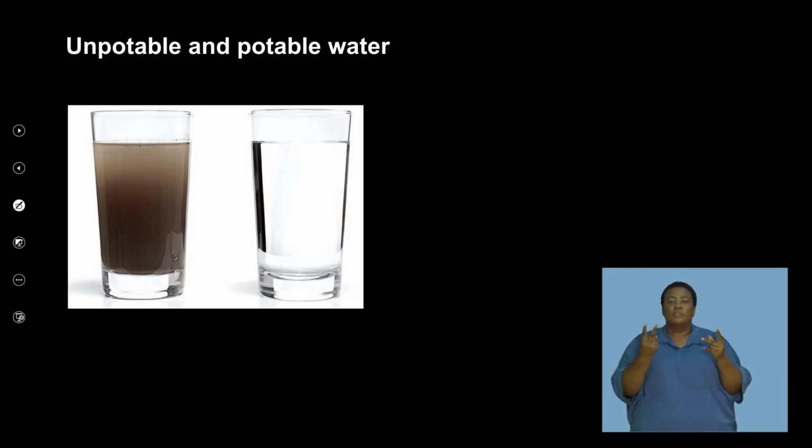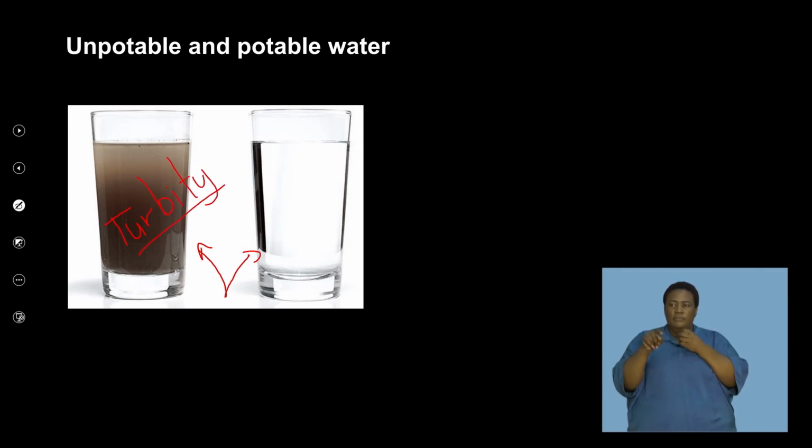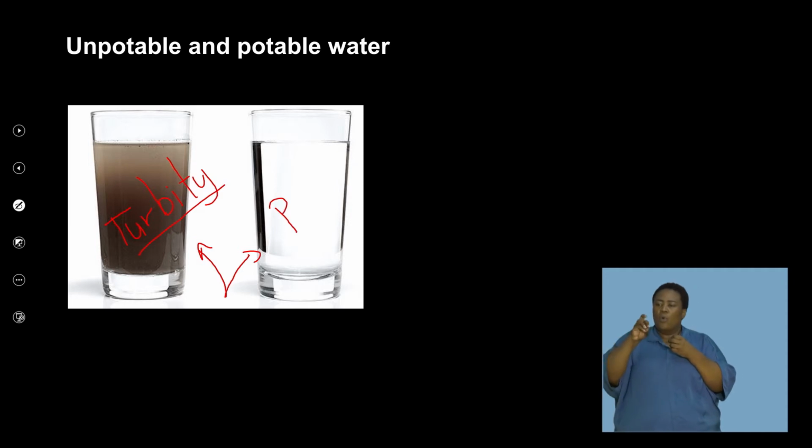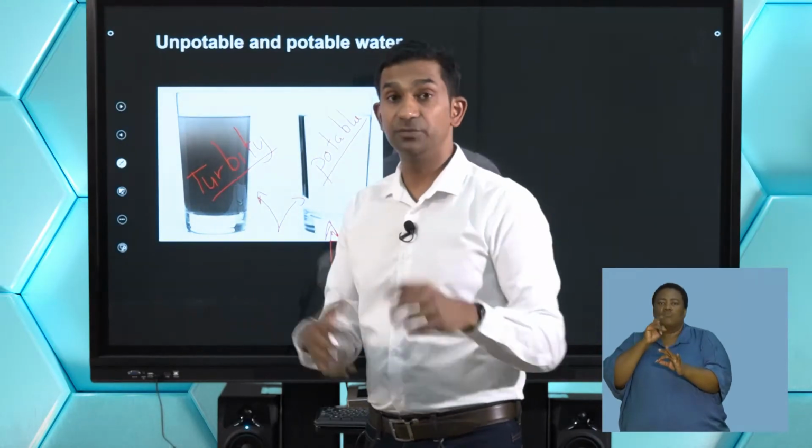This illustration shows you the difference between what we call turbid water, and this is water that has got a lot of suspended particles in it, so that's turbidity. And here this is more water that is potable. Potable in the sense that this is water that has been cleaned, purified, and gone through a process of processing, which makes the water potable for human consumption.